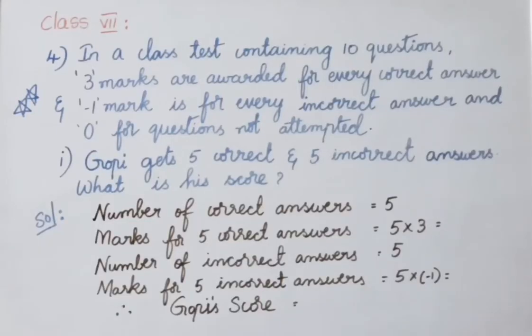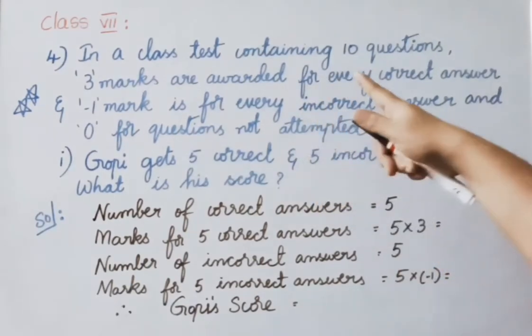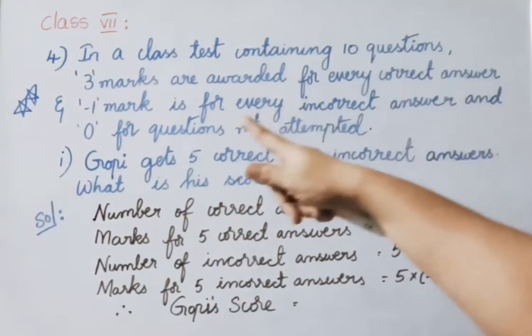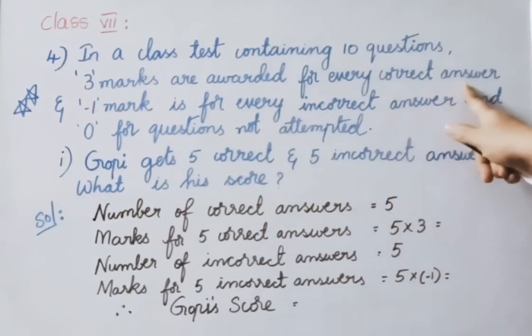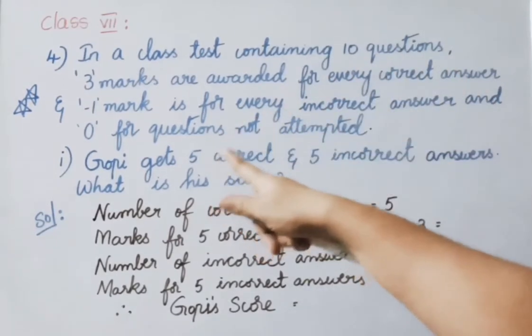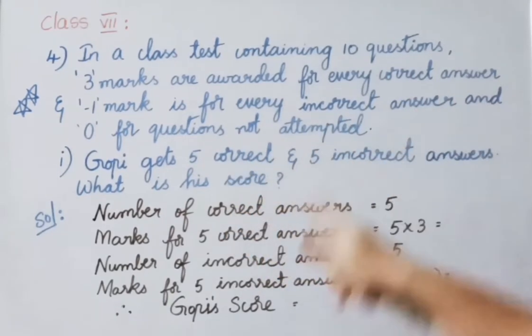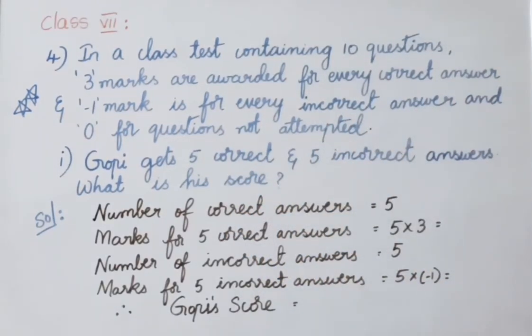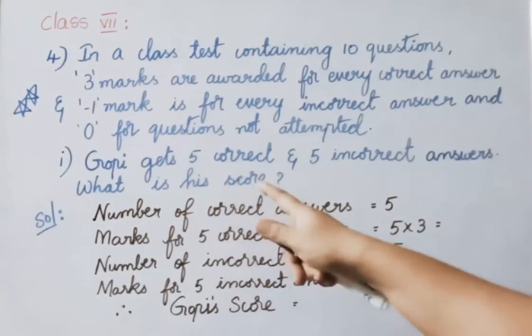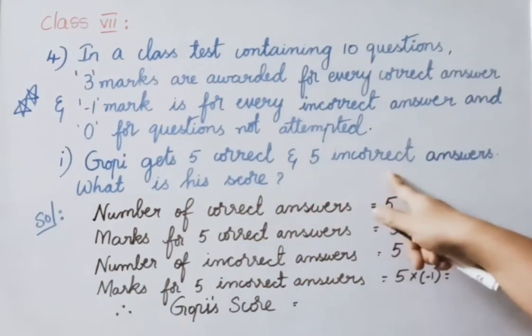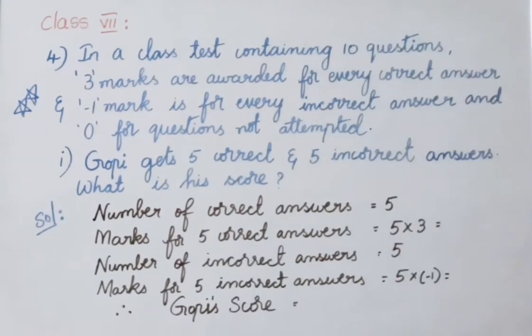See fourth question, most important question in this exercise. In a class test containing 10 questions, 3 marks are awarded for every correct answer and minus 1 mark for every incorrect answer and 0 for questions not attempted. In that first bit is Gopi gets 5 correct and 5 incorrect answers. What is his score? Now let us see the solution.